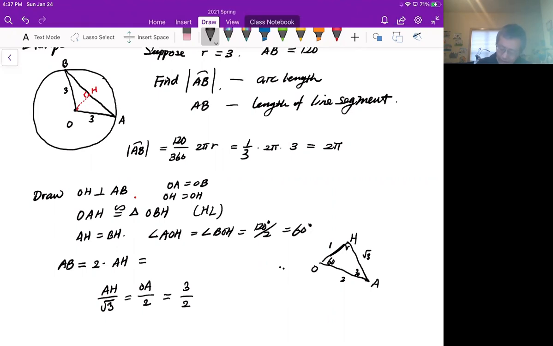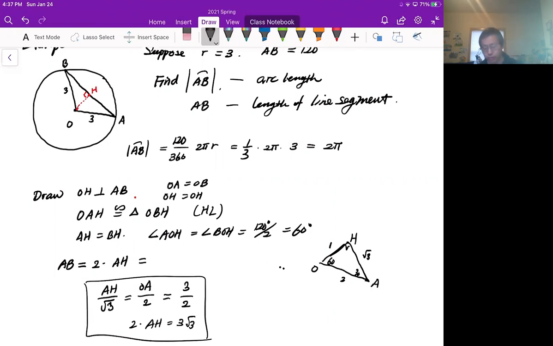So from here, I get 2 times AH equals 3 times root of 3, right? So my answer is 3 root 3. That's the length of AB. All right, that should be okay. So there's nothing new here, right? It's just a kind of original problem. Most of these ideas are from the previous semester, right? So 07 algebra, 07 geometry. Okay. Are there any questions so far?